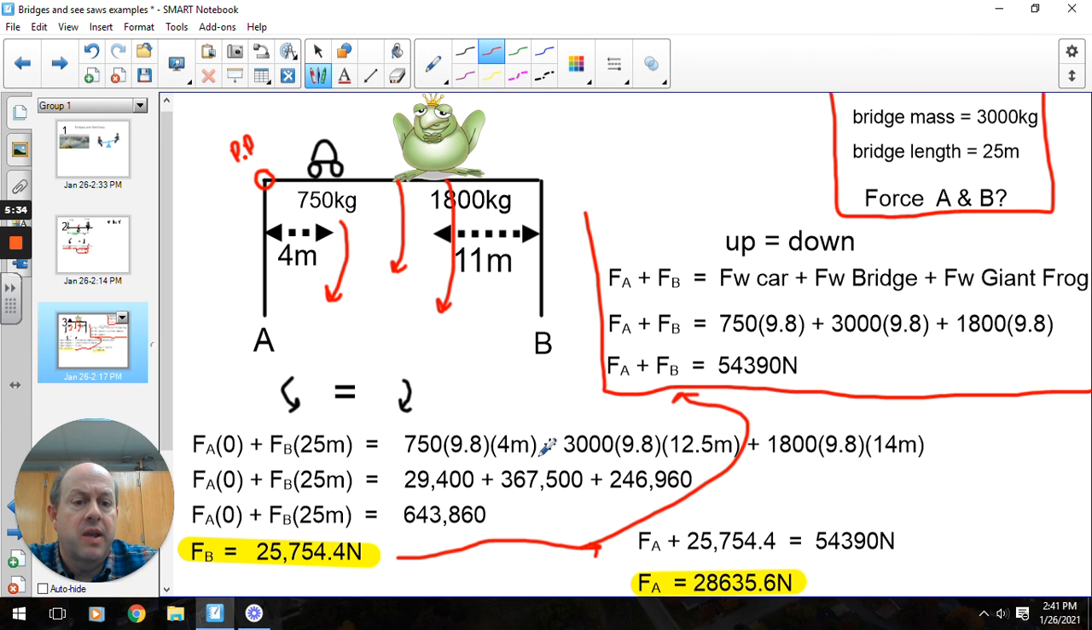Always ask, does an answer make sense? Well, these add up to this, so that's good. And B is not as much as A. Does that make sense? Well, the big frog is closer to the center than the car is, so it makes sense that A would be supporting more of the weight.